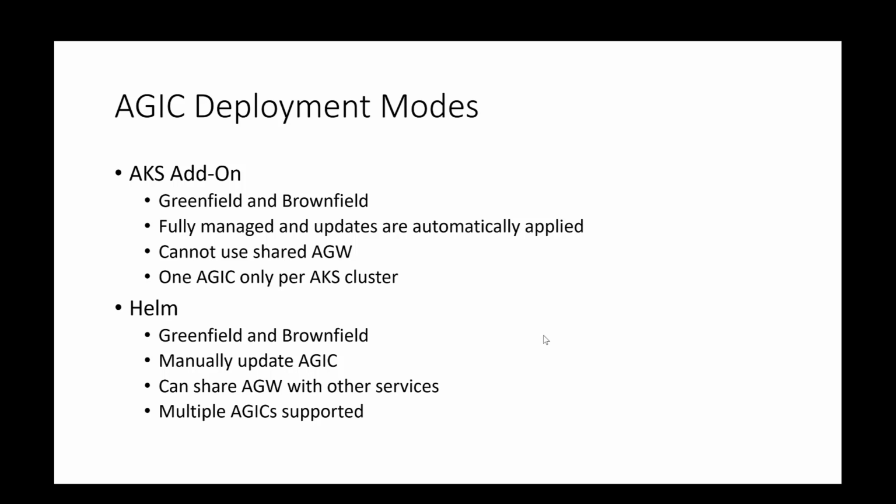When you are using the add-on mode of the Application Gateway Ingress Controller, it will be fully managed and the updates will be applied automatically. However, in the Helm mode, you have to update the Application Gateway Ingress Controller to new versions manually. Let's look at a demo to understand how the Application Gateway Ingress Controller can be deployed with add-on mode, to get a broader view of what it is and how it works. Maybe in a later video we can discuss the other ways of deployment and the advanced topics. But today, in simple terms, let's try to understand what it is.